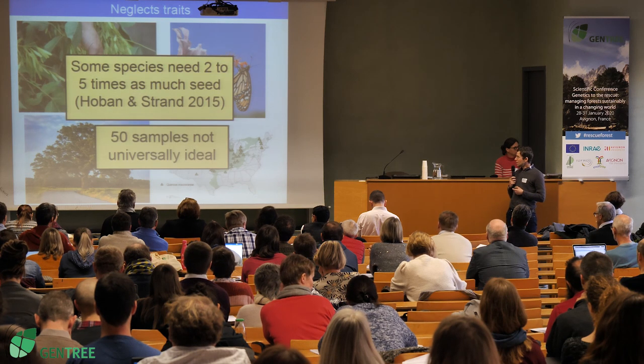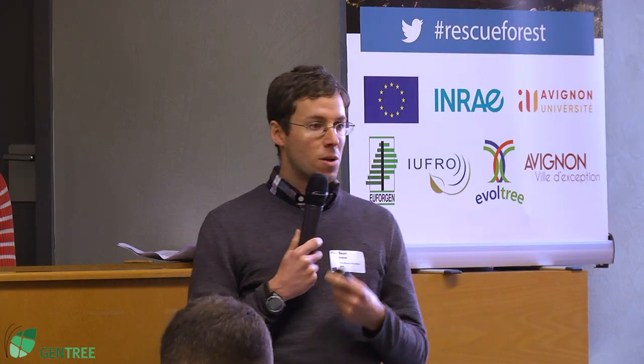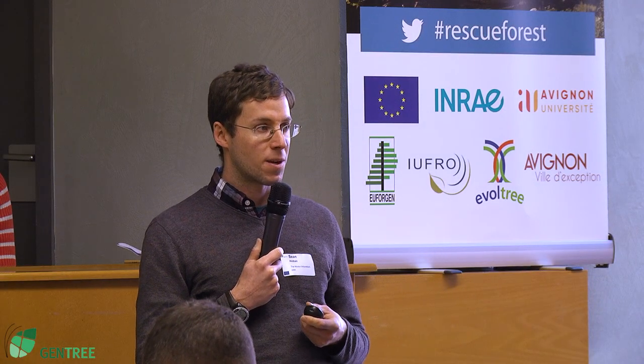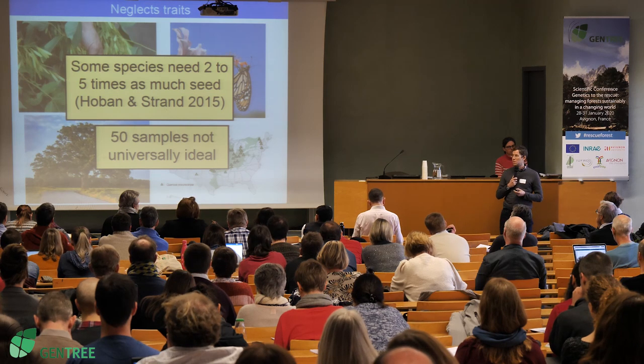So my previous work, which some of you saw in a presentation in Bordeaux a few years ago, showed that using simulated species, so modeled species, these traits do in fact determine the collection size. Some species, especially those that are selfing or have low seed dispersal, we have to collect a lot more samples for our seed banks than other species, so up to 5 times as much seed.